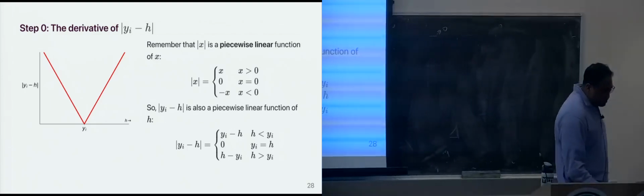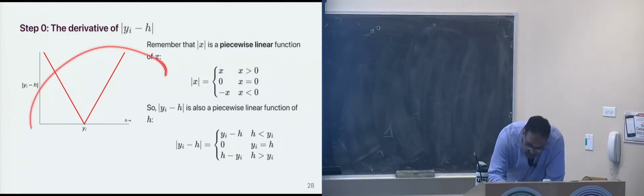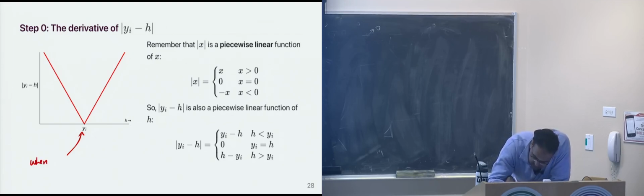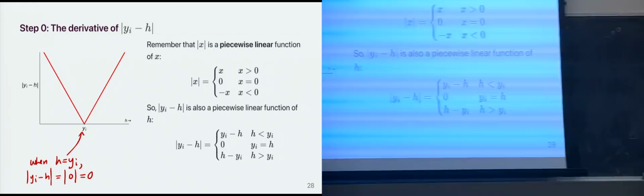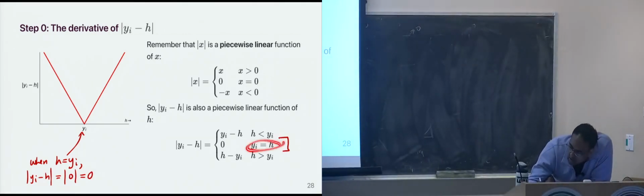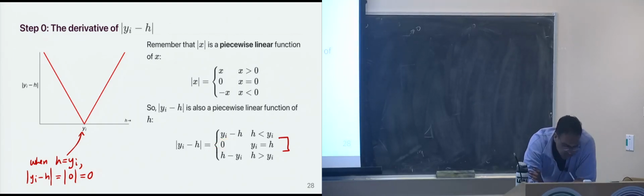Now, the plot of the absolute value function looks like this. And you'll see there are 3 cases. The first case is where this corner occurs. And that's when h and yi are the same number. Well, when that happens, the absolute value of yi minus h is just the absolute value of 0, which is 0. That is this first case here. Okay? If yi and h are the same number, well then the absolute value of yi minus h is 0. Then it's just a question of, is h bigger than yi or is it less than yi?